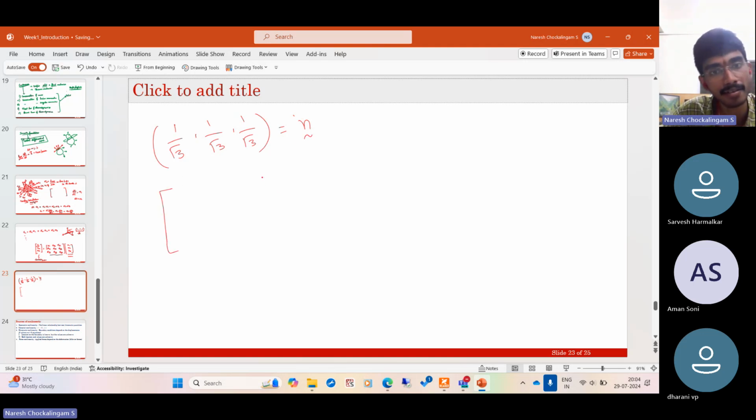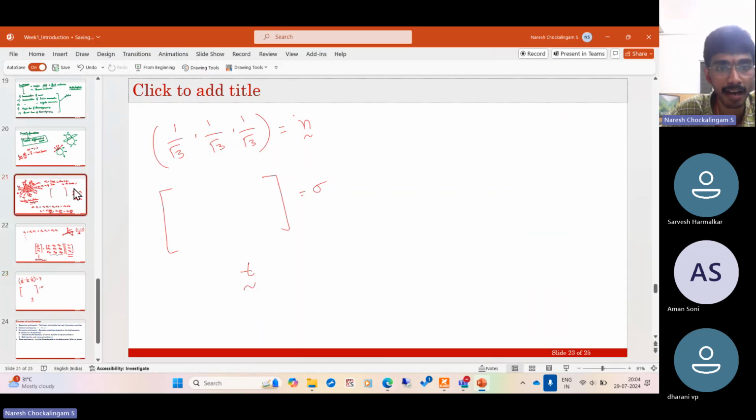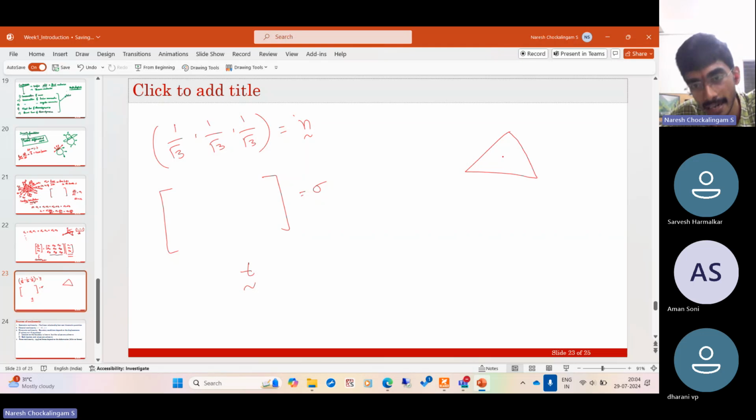The stress tensor sigma is given. You have to find the traction. Up to this point, is it clear? So you have this image in mind. You have a plane. On this plane, you have a traction vector, which need not be normal. Normal is like this. Traction is like this. Using the normal, we can find this, right? So for this traction, just multiply.